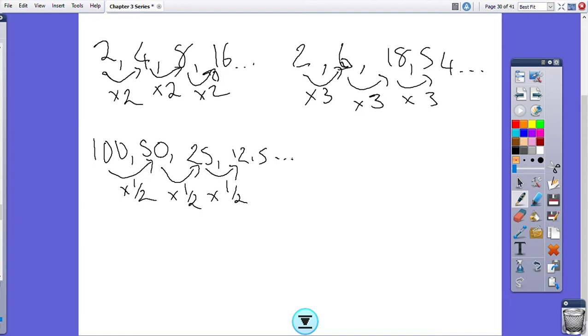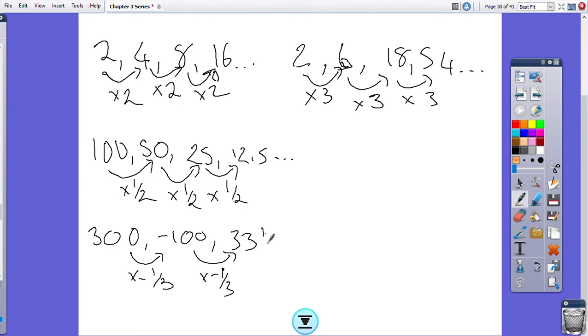Or we might start off with, say, 300, and this time let's times by minus a third, so that we get minus 100, and we times by minus a third. So this time we're going to get 33 and a third, and we times by minus a third, and we get minus 11 ninths.